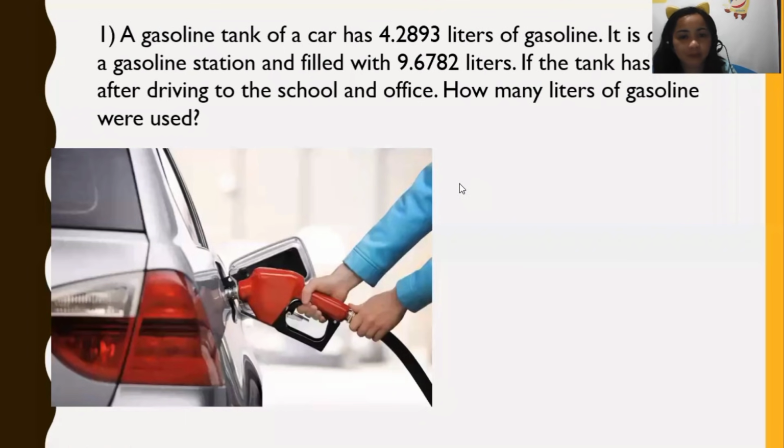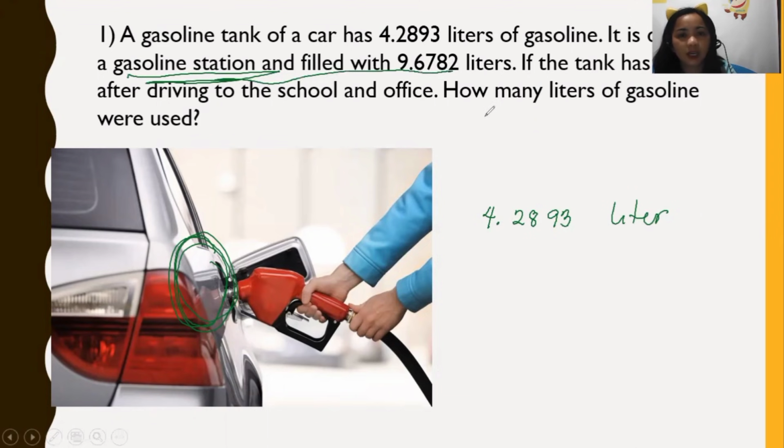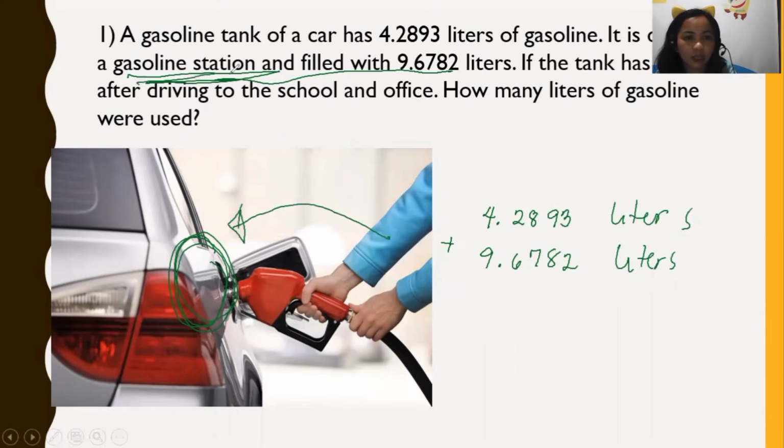So, ibig sabihin, may laman na si gasoline tank. May laman na siya. That is, ang laman niya is 4 and 2,893 liters. And then, dumaan daw sa isang gasoline station. Nagpadagdag pa siya ng 9 and 6,782 liters. So, ngayon, ibig sabihin, nadagdagan yung laman ng tangke kasi nagpa-add pa siya sa gasoline station.